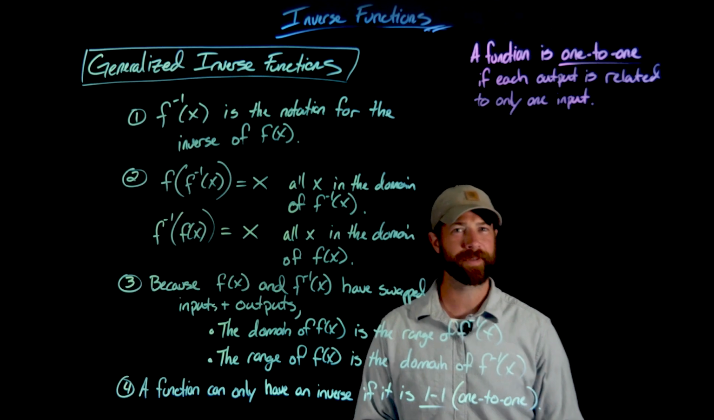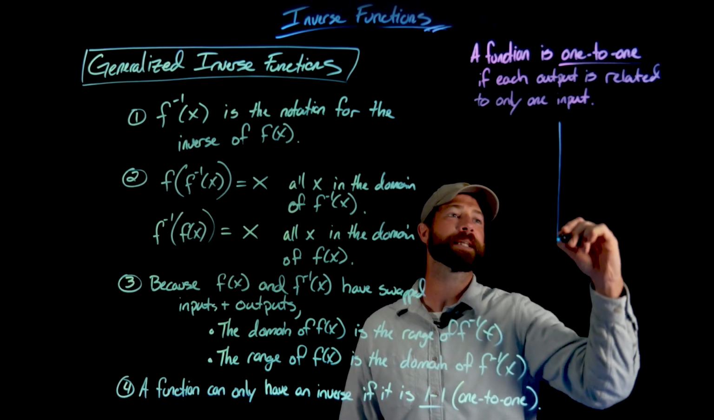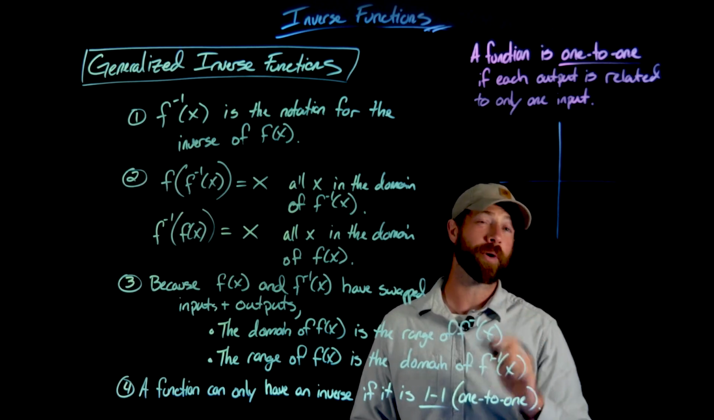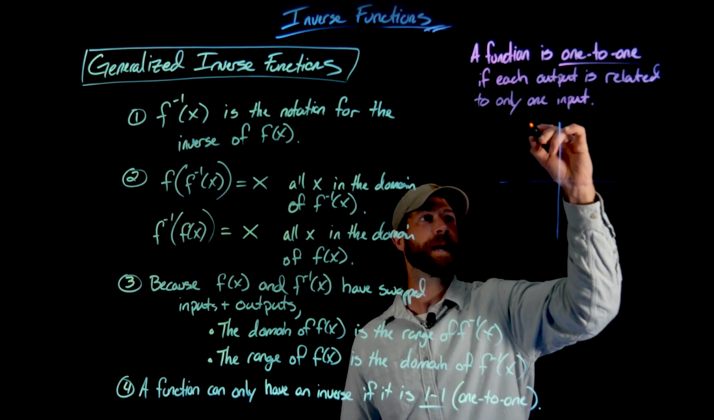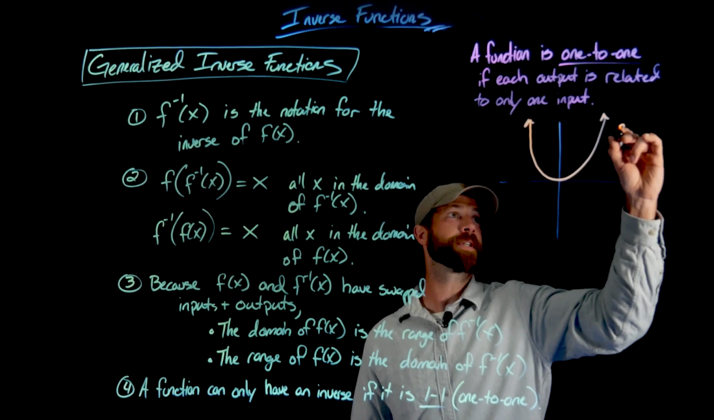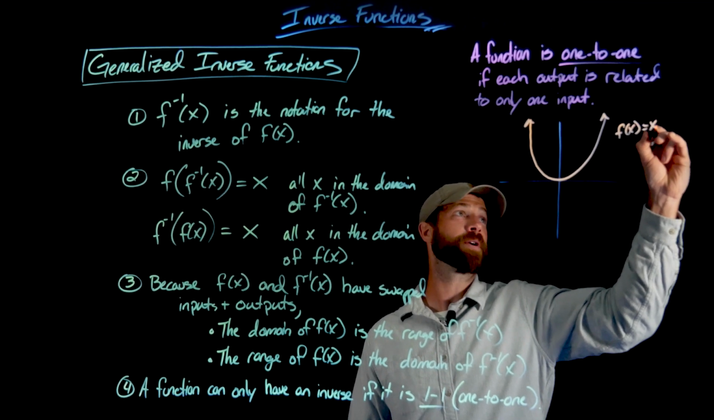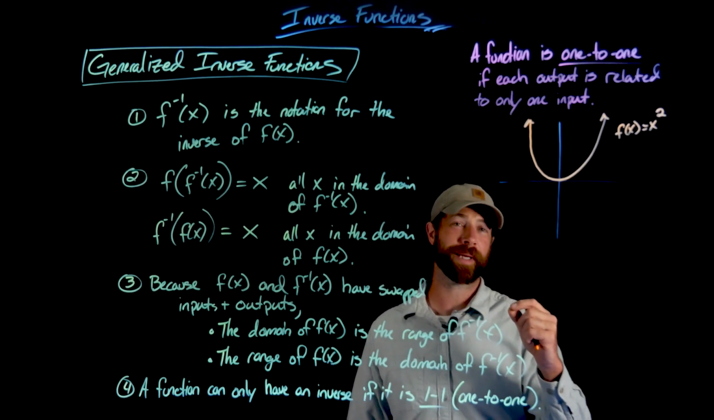For instance, just to give an example of this and to say why this is the case. So again, a function can only have an inverse if it's one-to-one. Let's think about f of x equals x squared right here. So we have this function f of x, and the question is, is it one-to-one? Does each output relate to only one input?